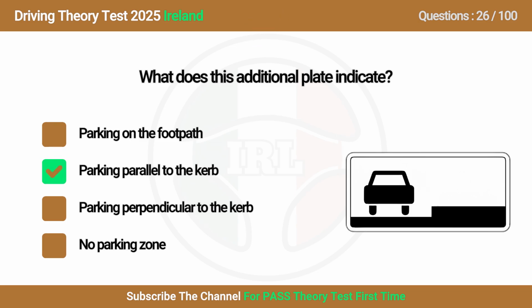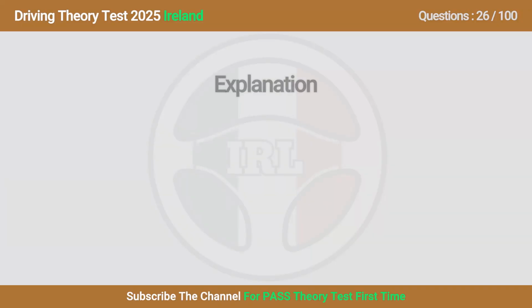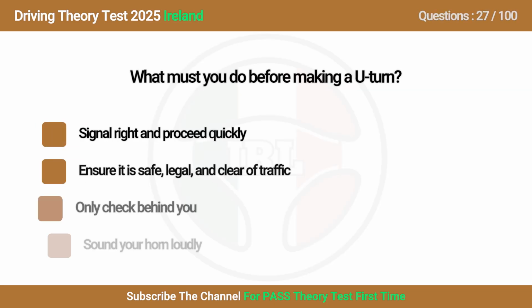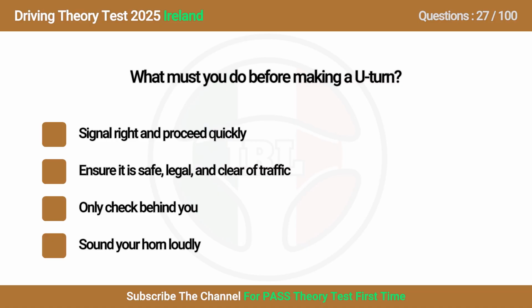Answer is B. Parking parallel to the curb. This supplementary plate, usually placed below a parking sign, illustrates the permitted method of parking, parallel to the edge of the carriageway curb. Question 27. What must you do before making a U-turn? A. Signal right and proceed quickly. B. Ensure it is safe, legal, and clear of traffic. C. Only check behind you. D. Sound your horn loudly.